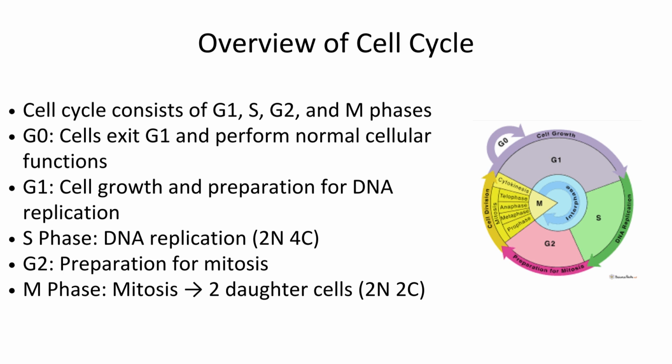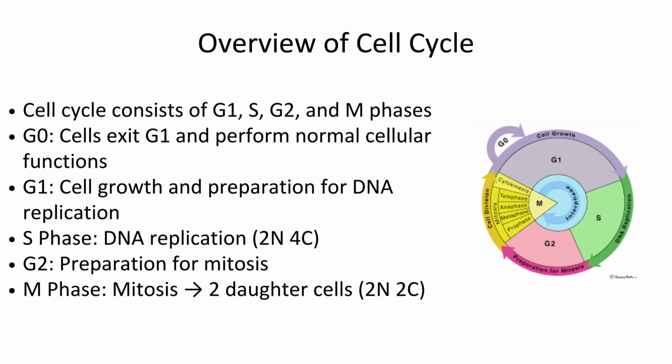Sometimes the cell exits G1 and enters a resting phase called G0. In this phase, the cell is not dividing but continues performing its normal cellular functions. Although it looks small in diagrams, this phase is critically important, as many working cells in the body stay here.